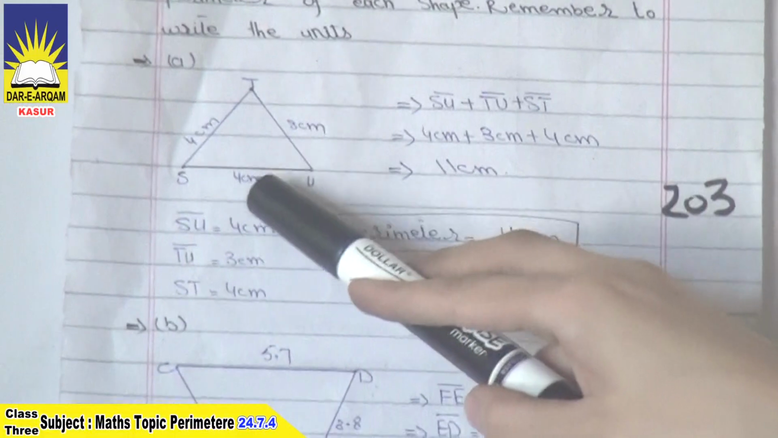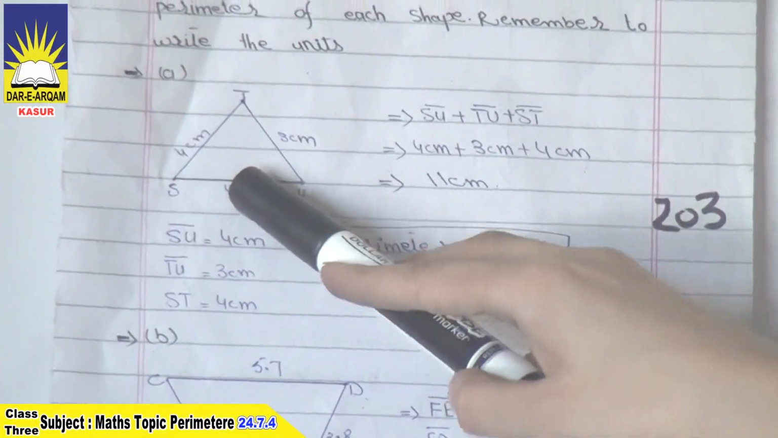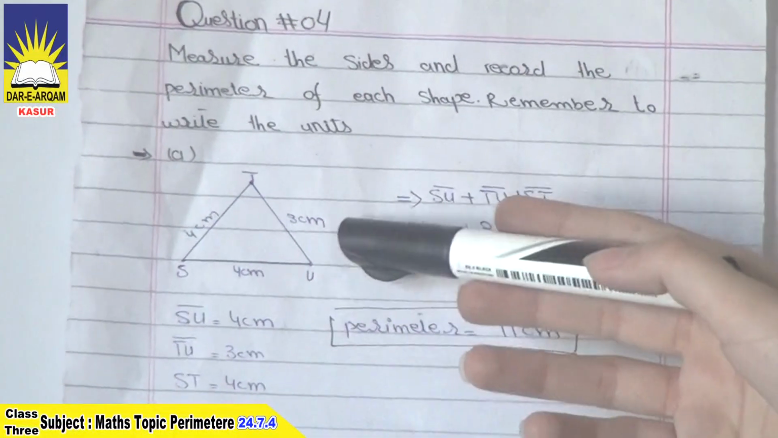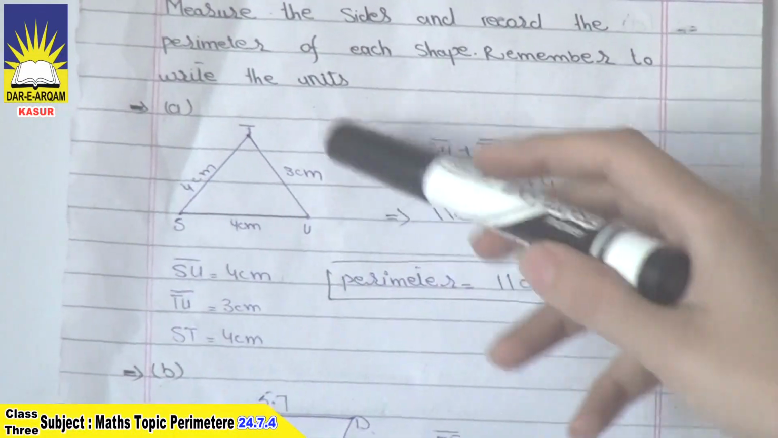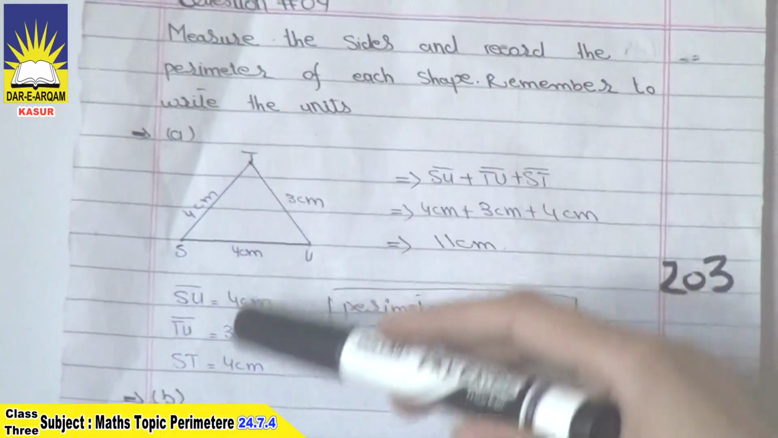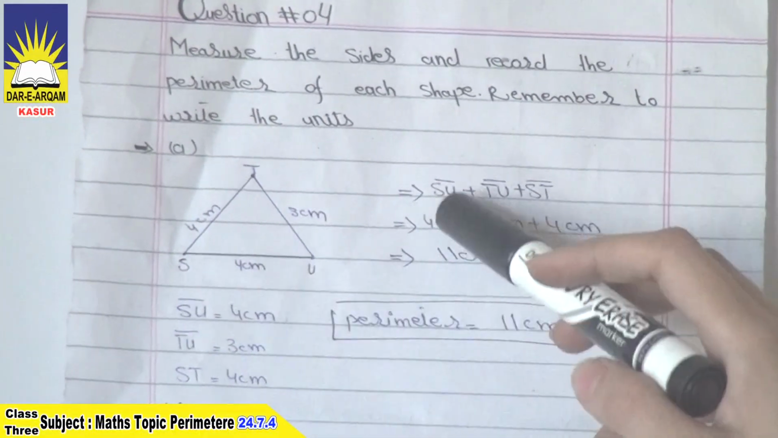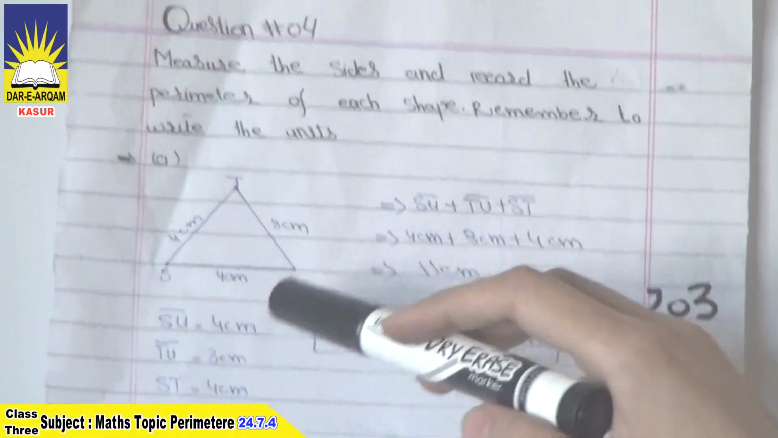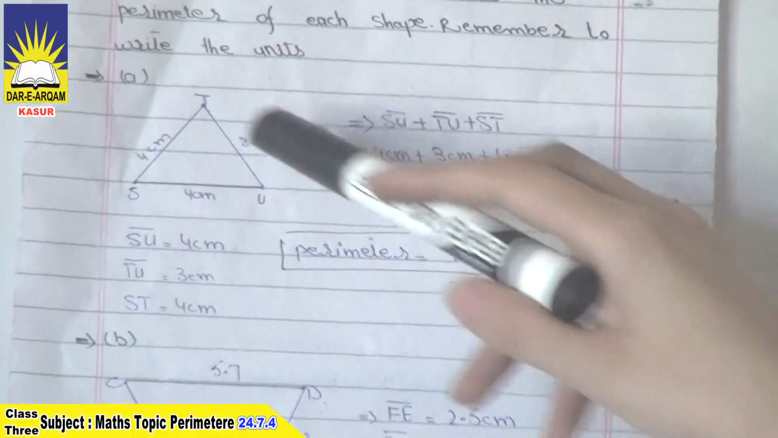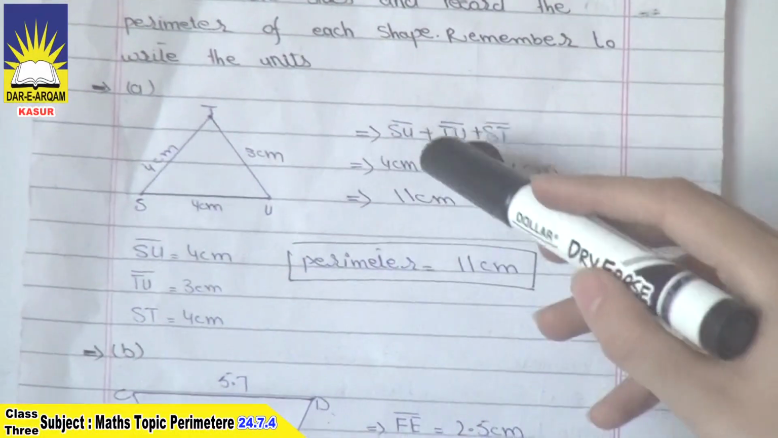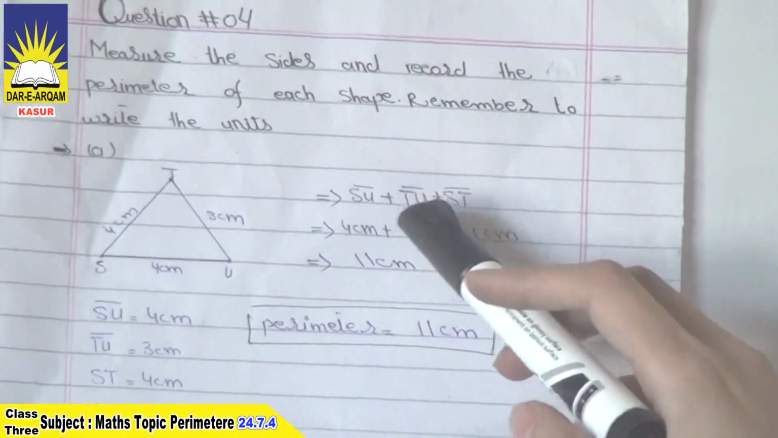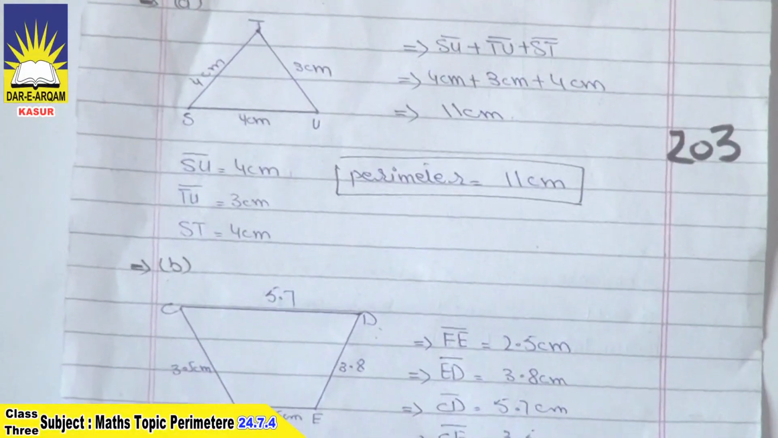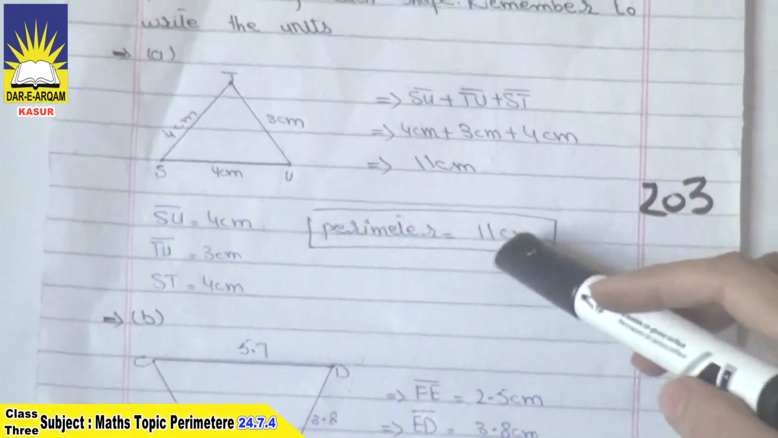Okay, so we have a triangle. In the previous lecture we learned about triangles. Question number 4, parts A, B and C. For the perimeter we add all the lengths of this triangle: SU plus TU plus ST. SU is equal to 4 centimeters, TU equals 3 centimeters and TS equals 4 centimeters, and the perimeter of this triangle is 11.